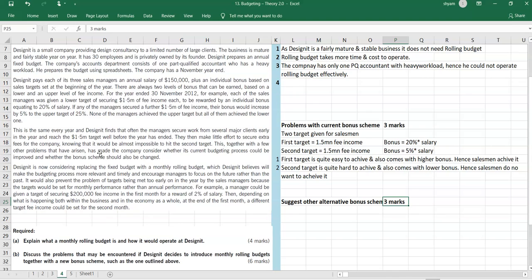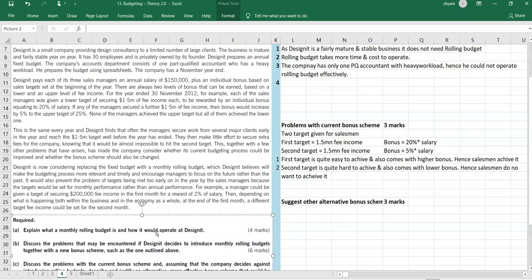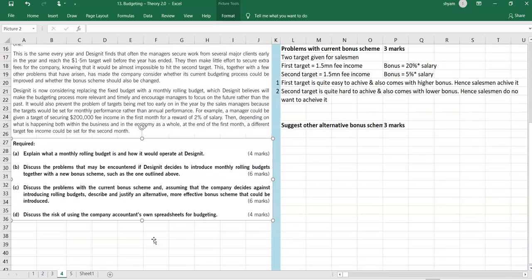This, together with a few other problems that have arisen, have made the company consider whether its current budgeting process could be improved and whether the bonus scheme could also be changed. See, so what should be the new bonus scheme? That also was a part of the second question. So third question, more effective bonus scheme that could be implemented. Okay, so what is the suggestion we could give?